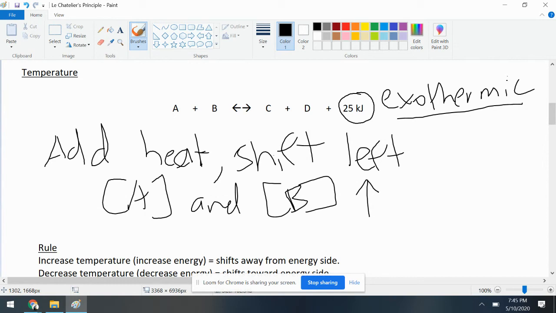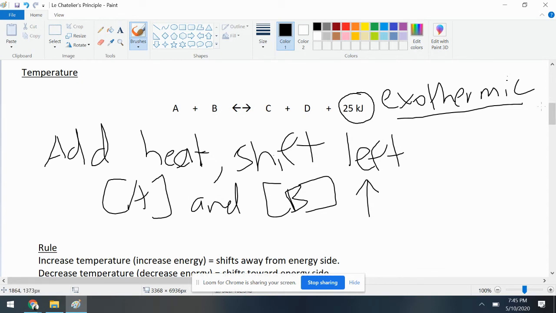Okay, so why would it increase as you're heating it? Just think of the heat on the right side. It's going to consume C and D. As C and D is being consumed, you're going to be forming more A and B. Okay, so that's for temperature.